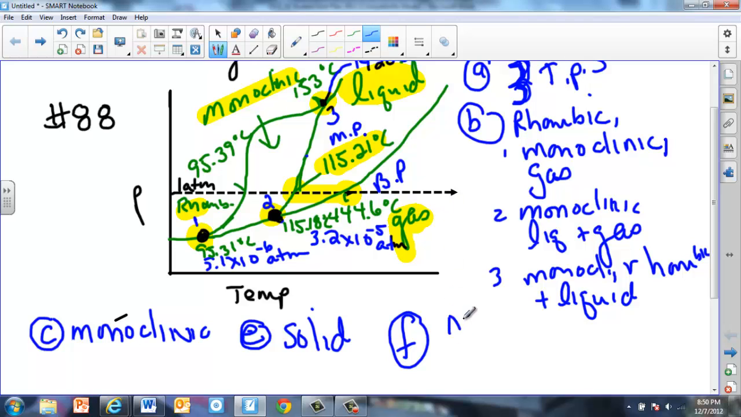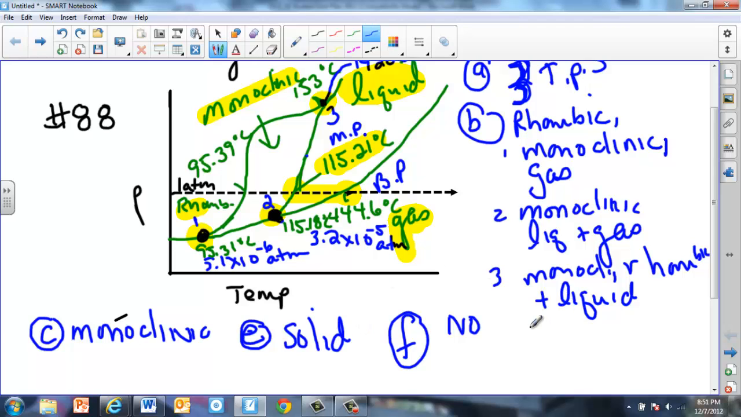Okay, so when you're trying to decide if something can sublime, it's can it get into an area where you're going to be able to go directly from a solid to a gaseous phase, which it could do right here for monoclinic, but that's not in the range for it to happen for rhombic.